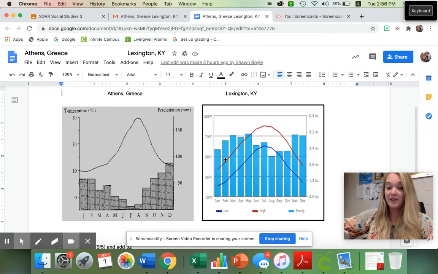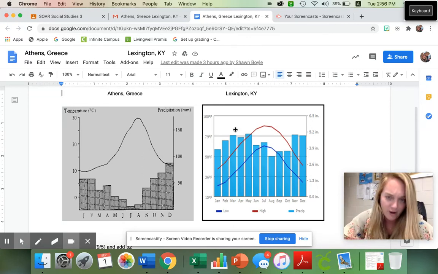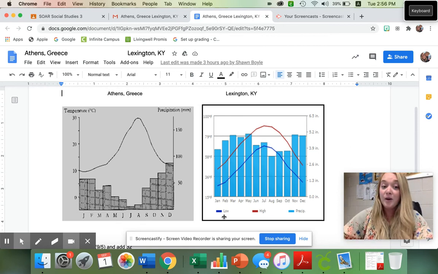So I hope that the bars equal the rainfall. I think I included that. Well, I hope that this helps you with your understanding of climographs, and we will use these sometimes, not a whole lot. I'm not going to give you a climograph every week, but I want you guys to be familiar with this. Thank you.